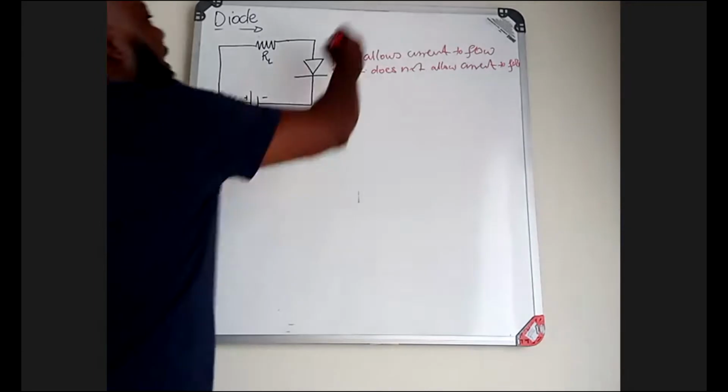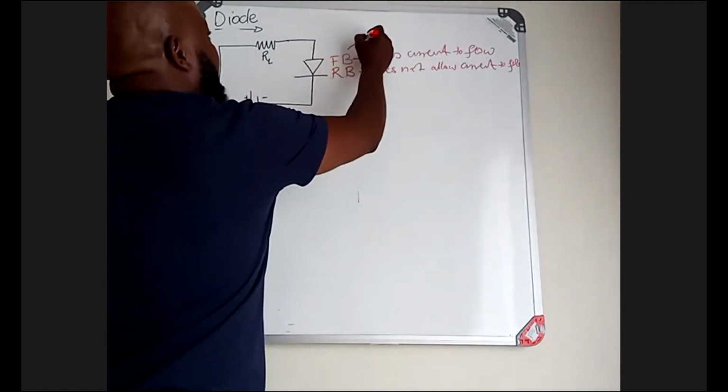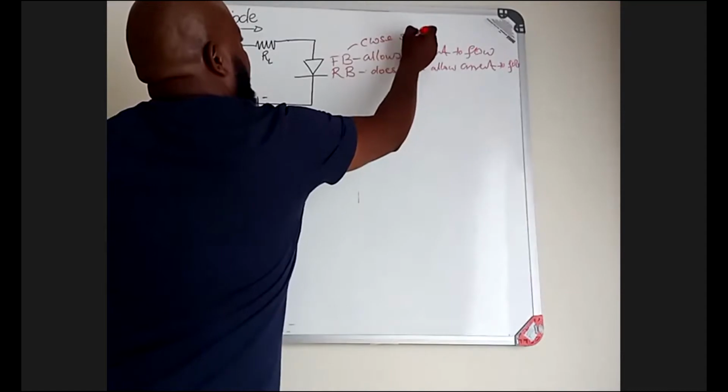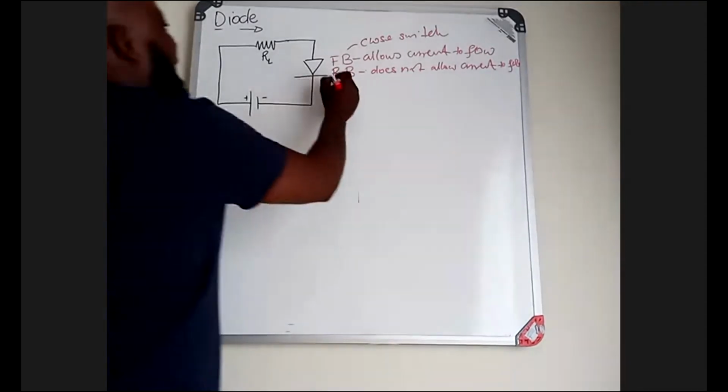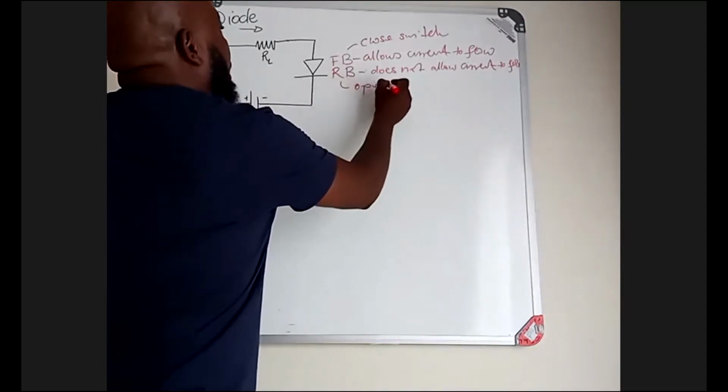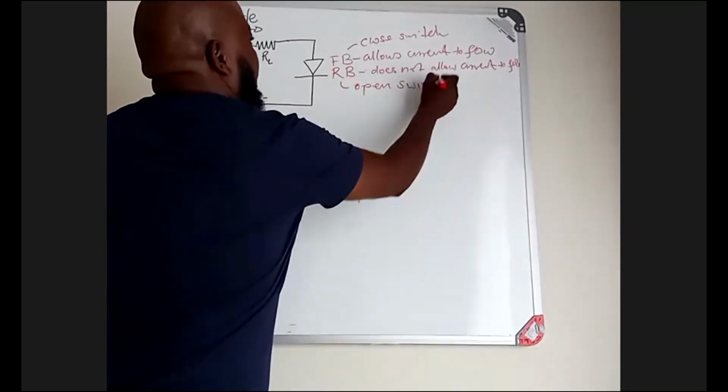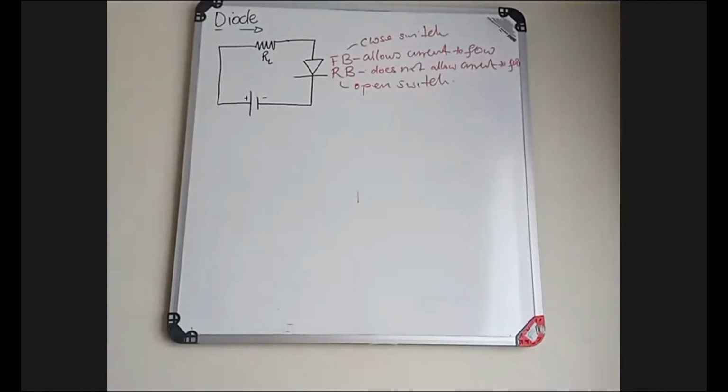If it allows current to flow, it is a closed switch. If it doesn't allow current to flow, it is an open switch. It simply means that when we work with this device, we are going to work with it within two conditions: it is either a closed switch or an open switch.